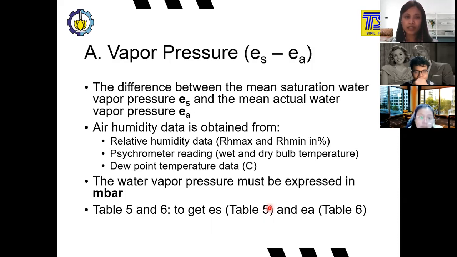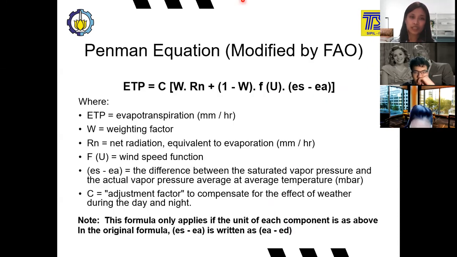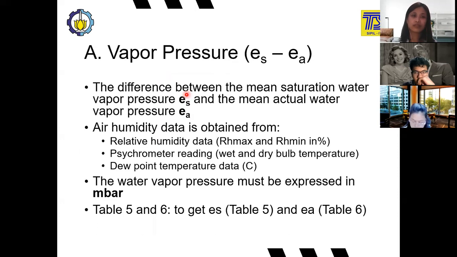First, we will talk about the vapor pressure, the ES minus EA first. In this presentation, we will talk about all of these variables like ES minus EA, and then FU and W, Rn, and the last one we will talk about C. First, let's talk about the vapor pressure. In the PDF file, in the Penman method that I already uploaded, there is this table. So there are a lot of tables regarding this Penman method.